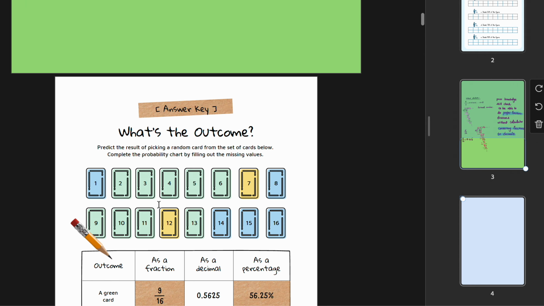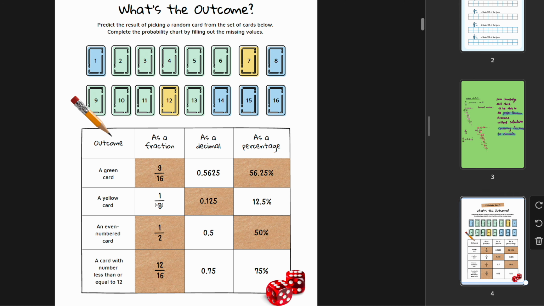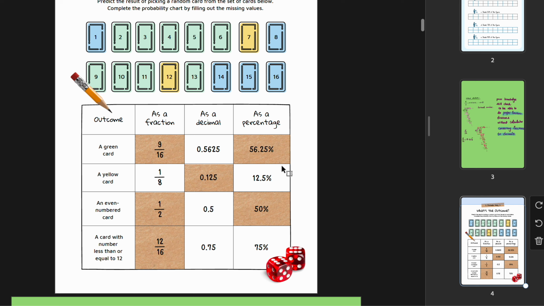So now let's see percentages. What's the outcome? Now predict the result of picking a random card from the set of cards below. Complete the probability chart by filling out the missing values. Well, there is a chart here, and we can see how we can convert a fraction to a decimal to a percentage.